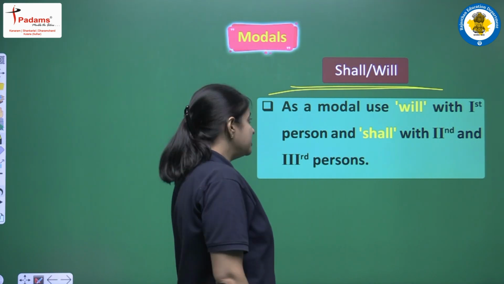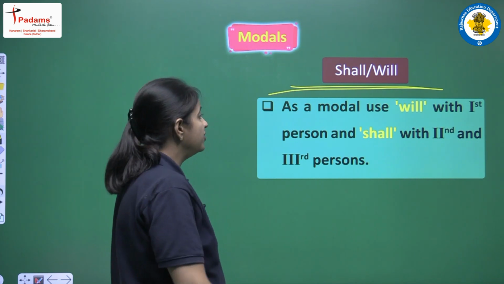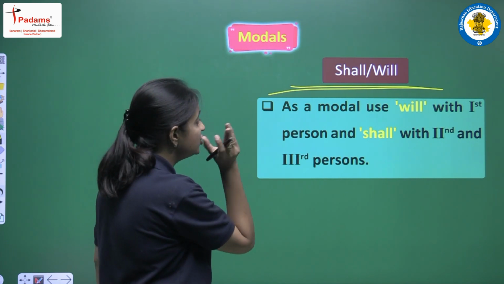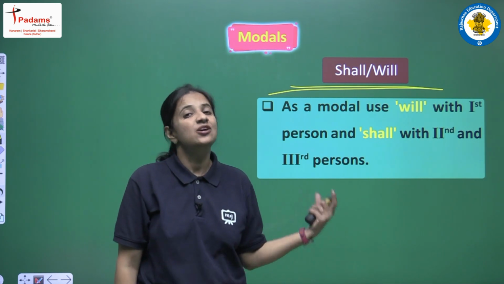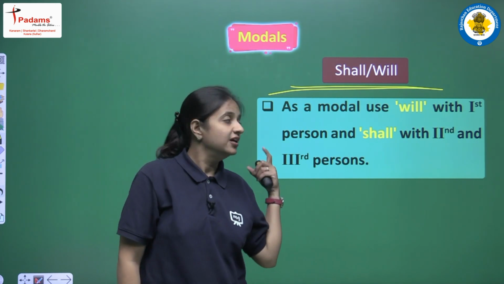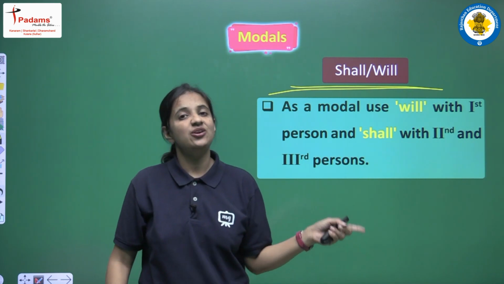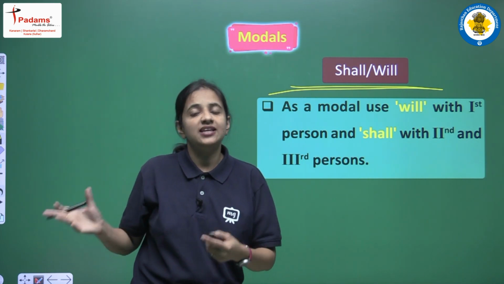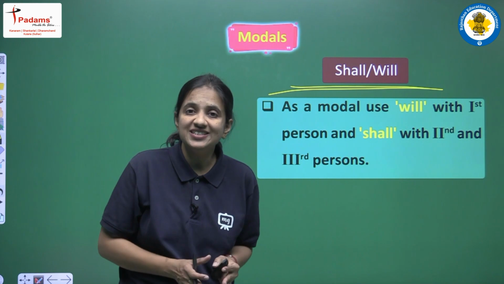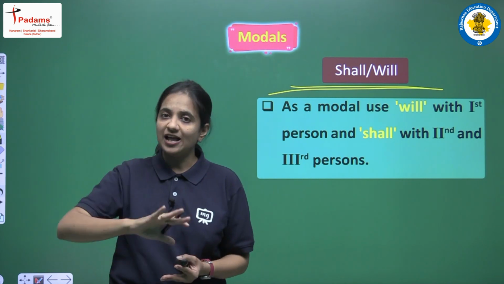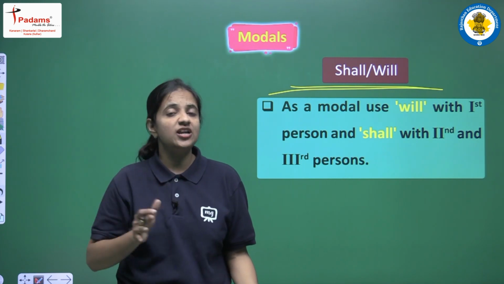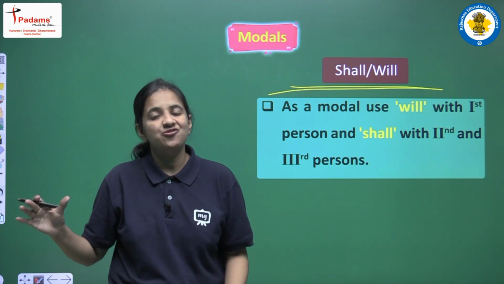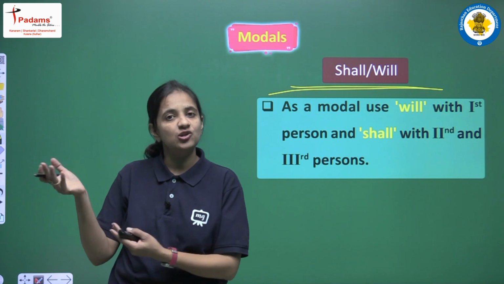So let's read. As a modal, use will with first person and shall with second and third person. So this is the difference. Just read these lines very carefully. When we were studying the tenses, at that time हमने चीज़ बहुत बार डिस्कस की थी that we have two helping verbs shall and will, but shall is supposed to be used only and only for I and we, and for the rest of the subjects we were using will.